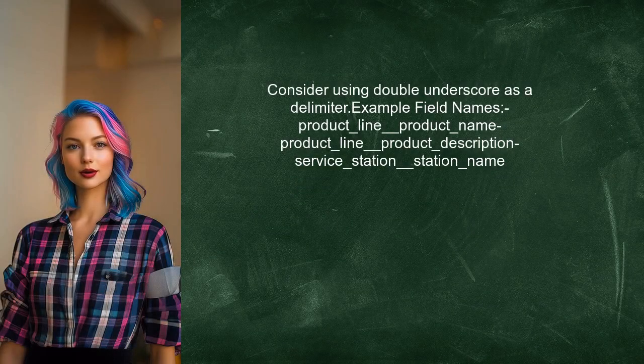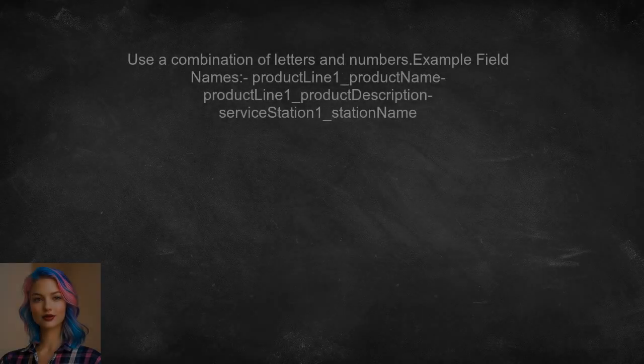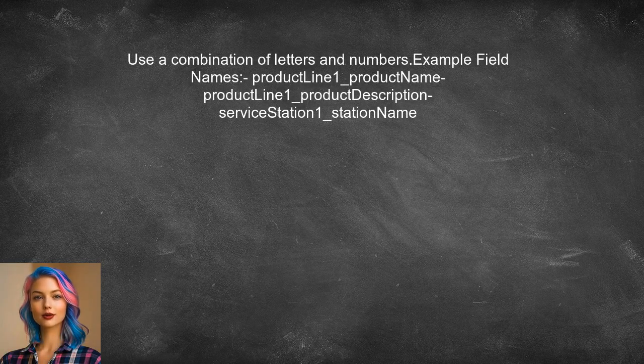One potential solution is to use the double underscore as a delimiter. While the user mentioned this as a last resort, it is a valid option that does not require quotes when querying. Another option is to use a combination of letters and numbers, which can help avoid the need for quotes. For example, using a prefix or suffix can create unique identifiers without special characters.